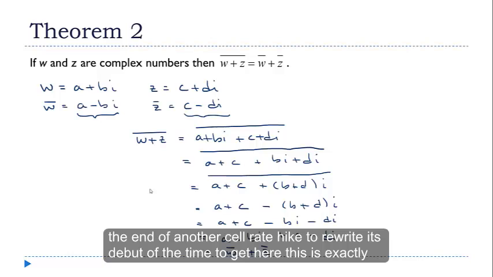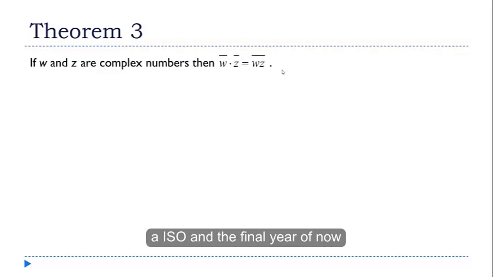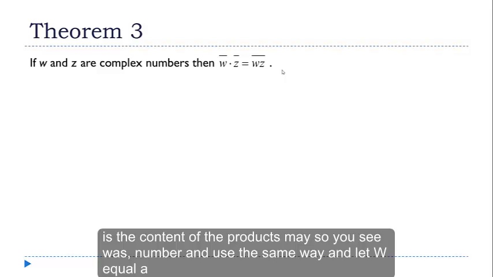If I rewrite this W plus Z conjugate here, this is exactly what I was asked to show. All right, so let's try another one here. Now we're going to do the same thing, except we're going to do it with multiplication. In other words, the product of the conjugates is the conjugate of the product. So let's see what's going on.